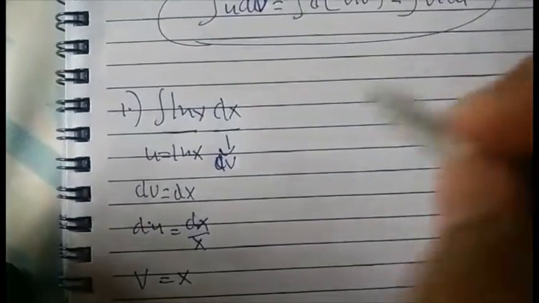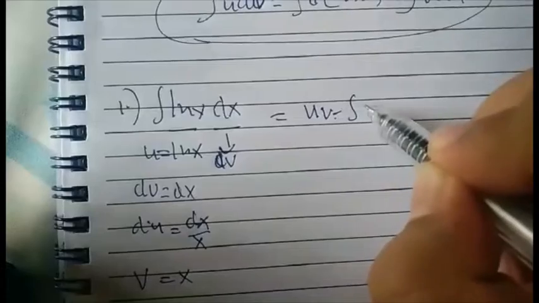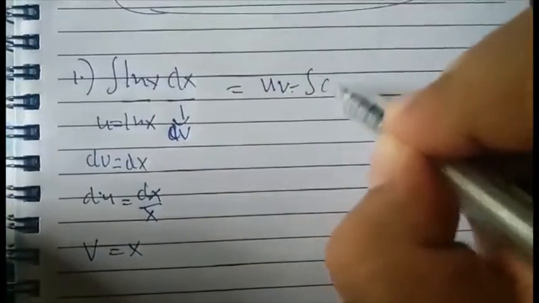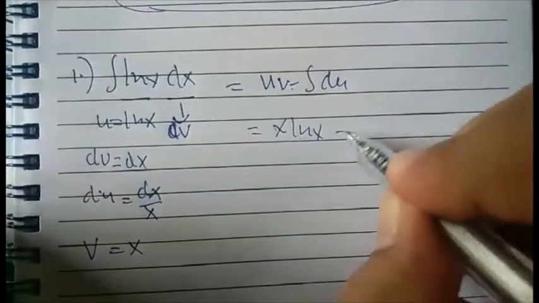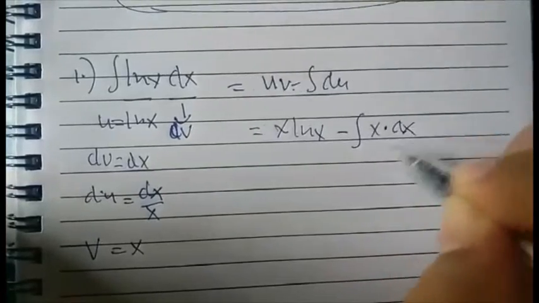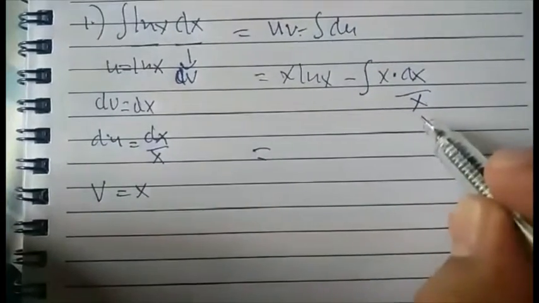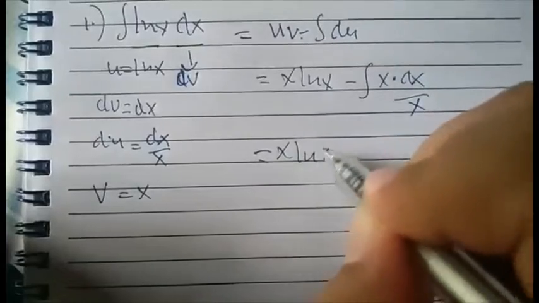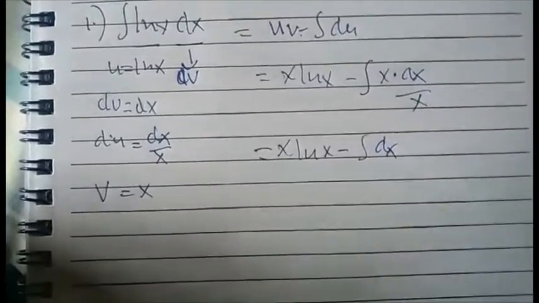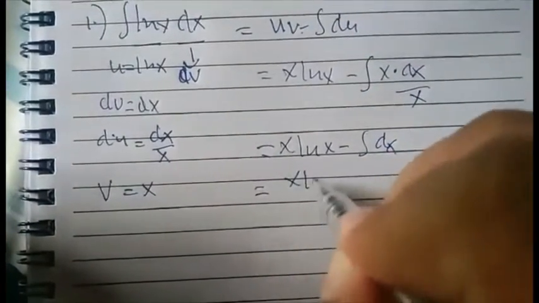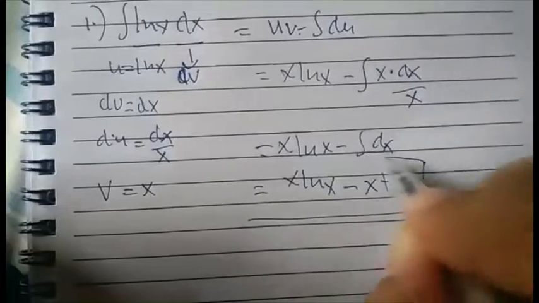Then we substitute and solve it by uv minus the integral of v du, which equals x ln x minus the integral of x times dx over x. So we go to our x right here: x ln x minus the integral of dx, and we simplify it by adding our arbitrary constant, equals x ln x minus x plus c. Yeah, that's our final answer.